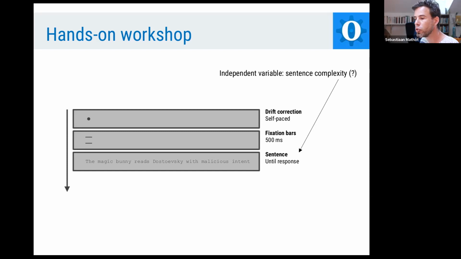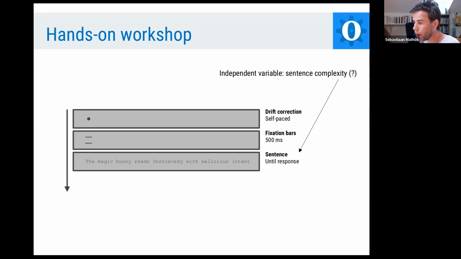Now, of course, to make this interesting, you need to have some kind of independent variable. This is up to you. This is your input, your creativity of how you want to do it. But you could, for example, have as an independent variable sentence complexity, right? So you could have something like the magic bunny reads Dostoevsky with malicious intent. It is a nonsensical sentence in many ways, but it is very simple because there are no subclauses, etc.